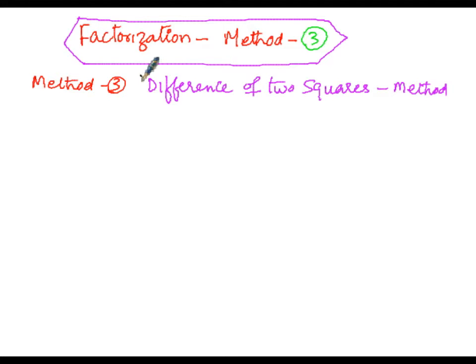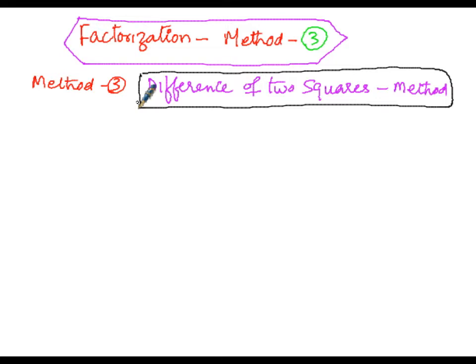So here in this method, we express the given expression as the difference of two squares, then we factorize it by utilizing the identity a square minus b square as a plus b into a minus b.